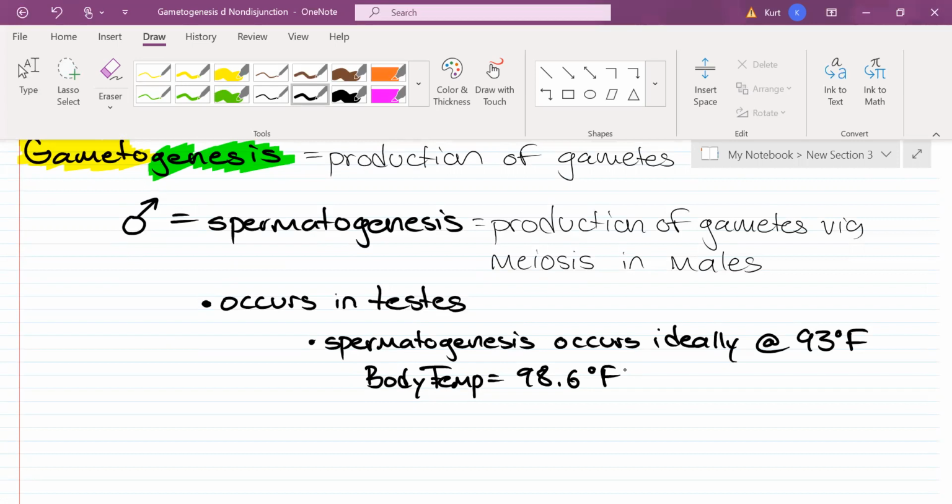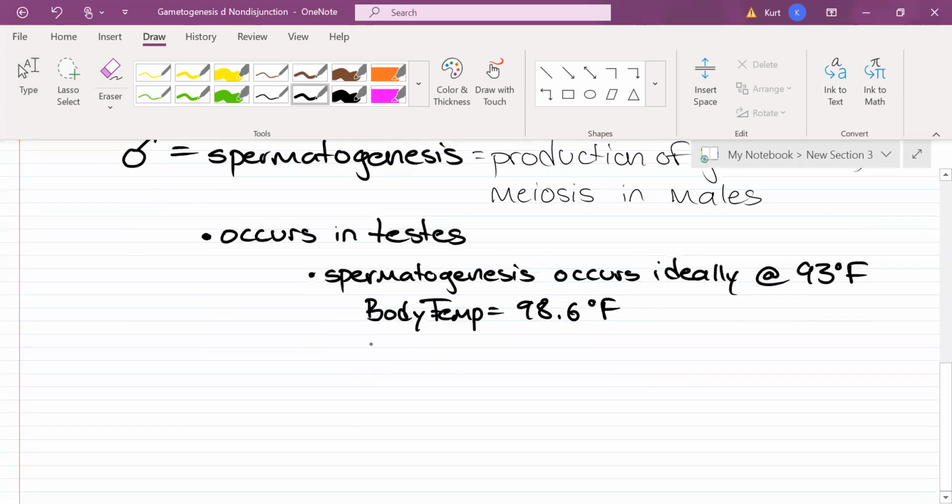How about the fact that they need to have about 5 degrees lower temperature, that they are not even in the body? Testes aren't even inside the body like the ovaries are. It's like a backpack. It's more like a fanny pack. So, this is the reason why testes are externally located.